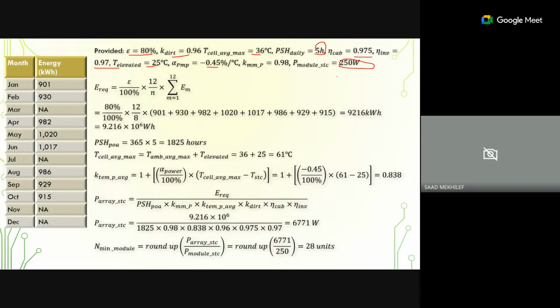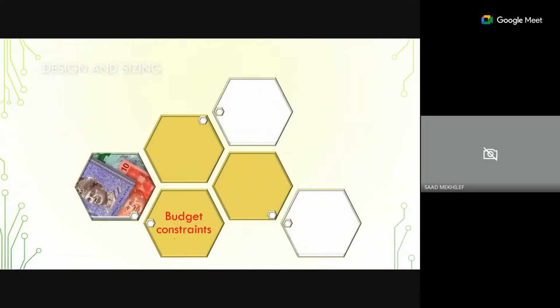Okay, so we want to do the calculations. We have the data here. Remember, we have the data for the kilowatt hours every month, so that's why we add it here. So this is the accurate data. When there is a question about it, if we have the data, then we can calculate the amount. So if we calculate this, the total number of panels is around 28 panels. Minimum number of panels. Okay.